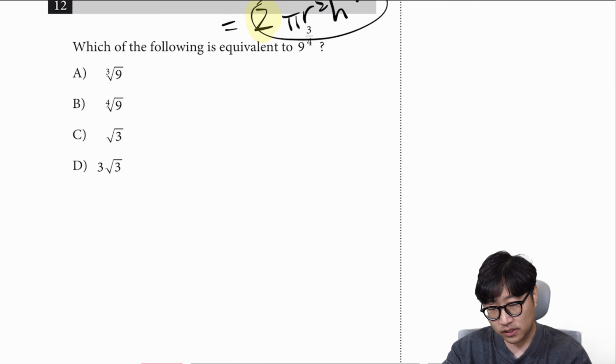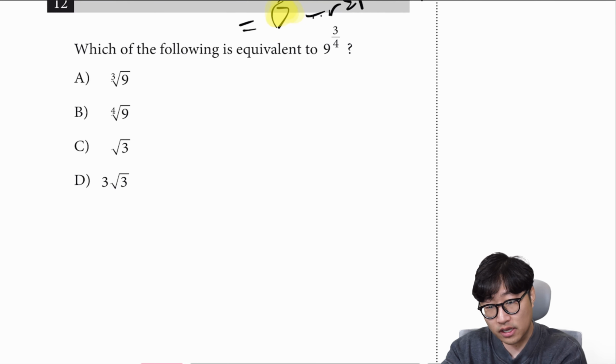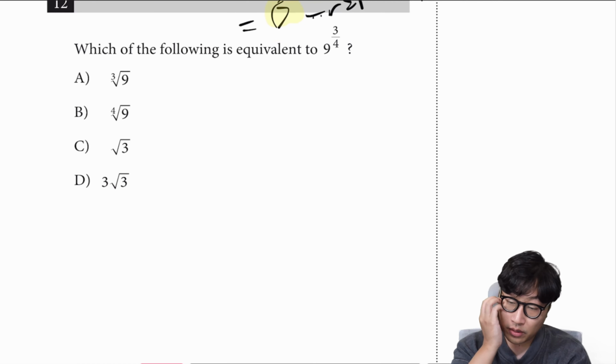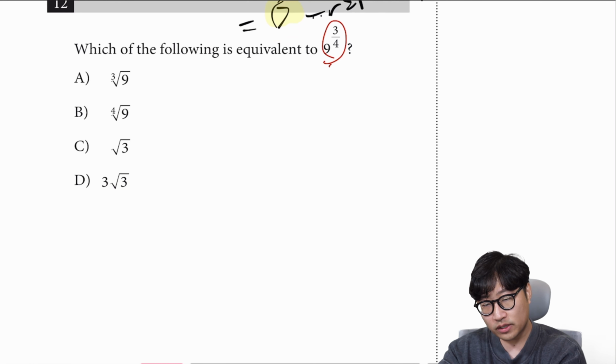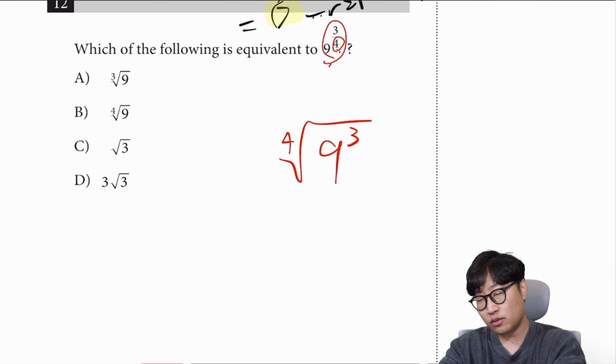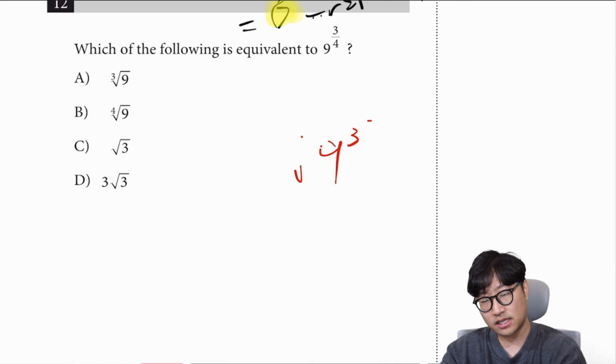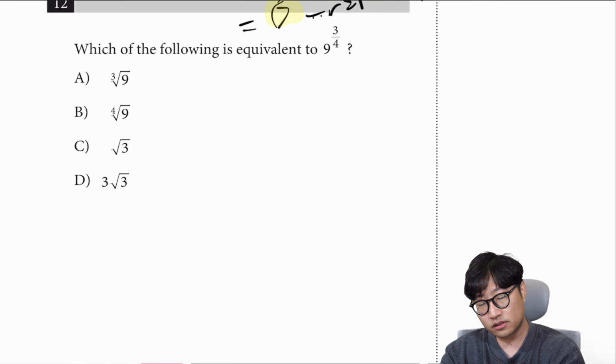Number 12, which of the following is equivalent to, let me erase this, 9 to the 3/4 power? Okay, so first of all, I want you to understand that when they say that, it's out of 4, so it's the 4th root, and that's 9 to the 3 power inside. The only problem is we don't see that in the answer choices. So clearly this is not going to do. So the way you are supposed to do it is change that 9 into a 3 squared. So what I mean by that is you can grab that 9 and then rewrite it as 3 squared.